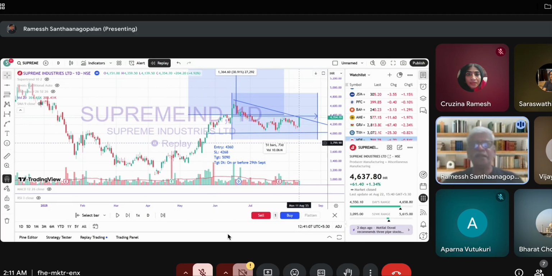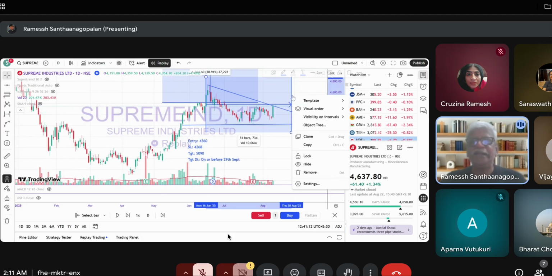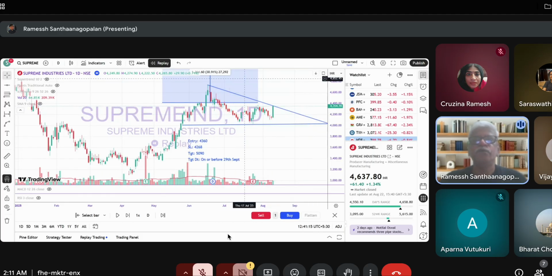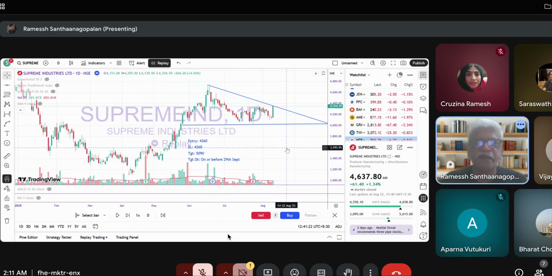Now I have seen this pattern somewhere here. Suddenly my artist from inside says that there is some formation which is happening. What? Yes, this is a low, this is another low. Let us try to connect this line. I have drawn a line. This is a high, this is also a high. I have connected this, and there is one more high here also. So I have connected three highs.